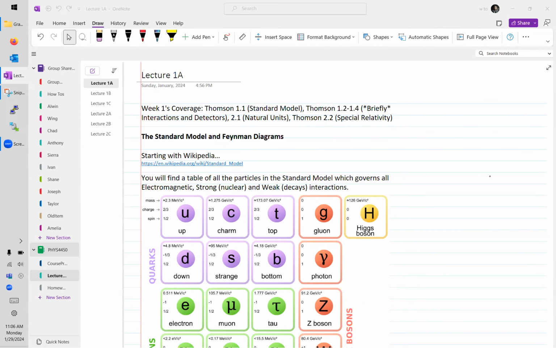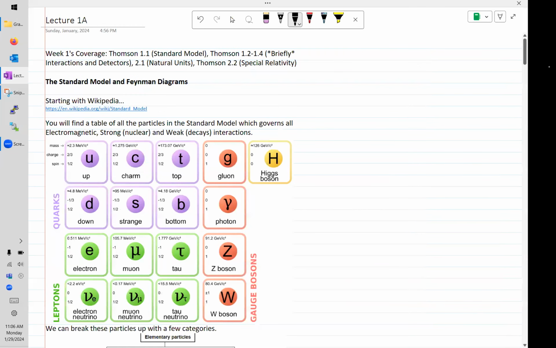So today we're starting our first chapters. This week, the goal is to actually cover Thomson 1.1, which is on the standard model. We're also going to go through 1.2 through 1.4 very briefly, because a lot of the equations they put in there are not derived for you. If we try to use them, it just wouldn't make any sense. You wouldn't remember how to use them in the future anyway.